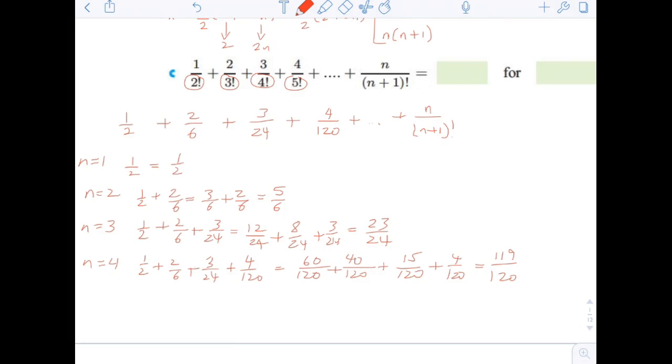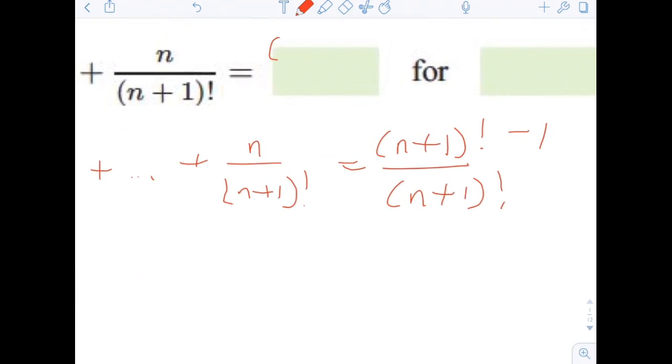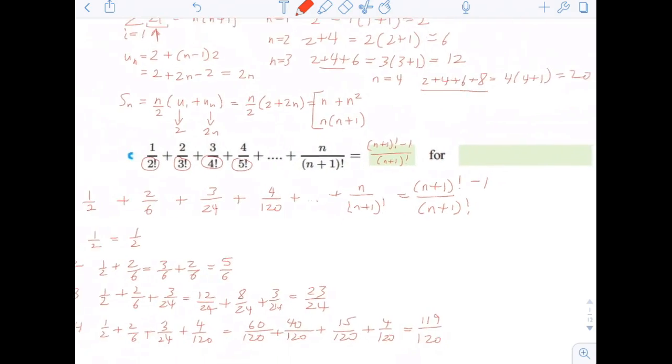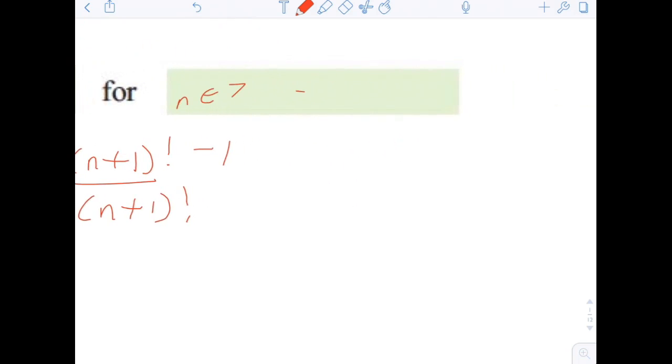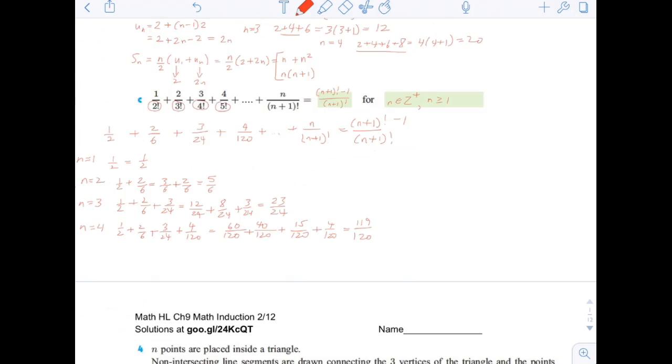So now we can write down a rule for this, which would be that the denominator is going to be the same as the denominator of the last fraction, and then the numerator is going to be n plus 1 factorial, which is the denominator, minus 1. Okay, so let's write that here. So the numerator is going to be n plus 1 factorial minus 1. The denominator is going to be n plus 1 factorial. And that is going to be true for starting with n equals 1. So we're going to put that n is an element of the positive integers and n is greater than or equal to 1.